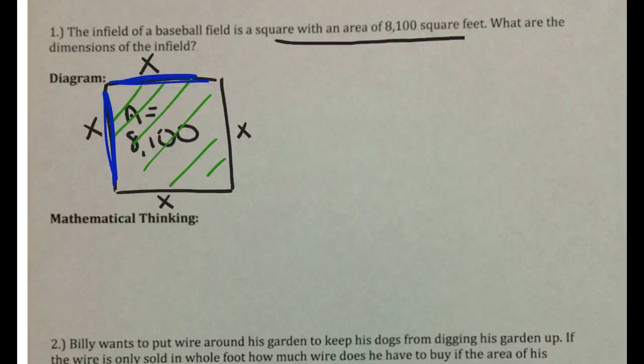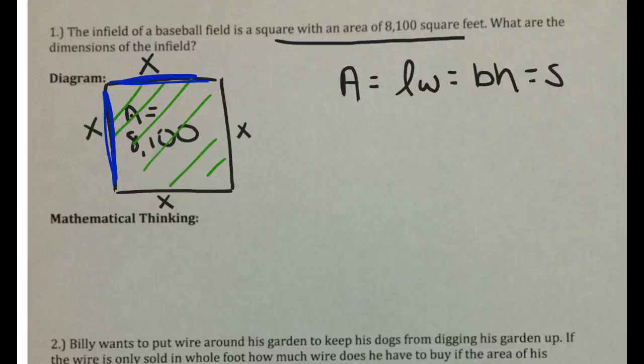Remember when we have area of a square, we know that it's length times width, or you can also say base times height, or you can also say side squared. We're looking for the side, and we label that side as x. So we're going to go back down to mathematical thinking. One side's x, and the other side is also x. We're going to do x times x, and we know x times x equals 8,100 feet squared.